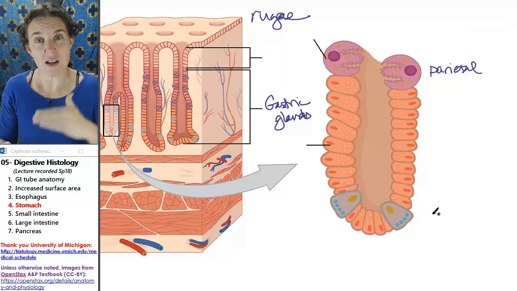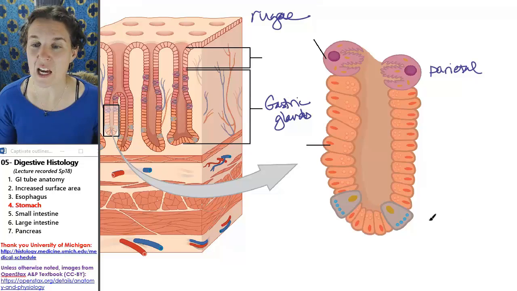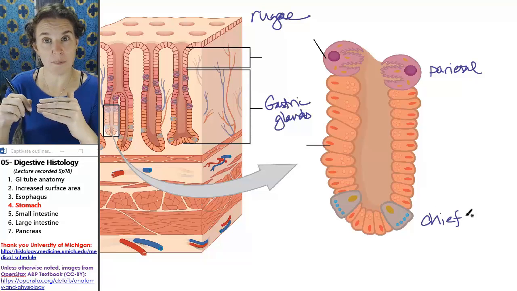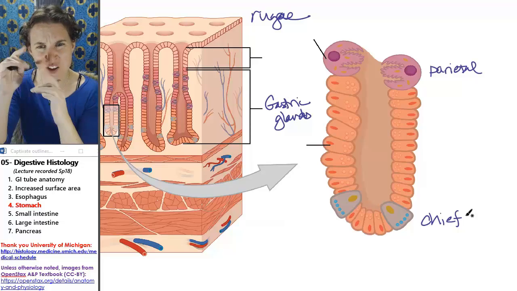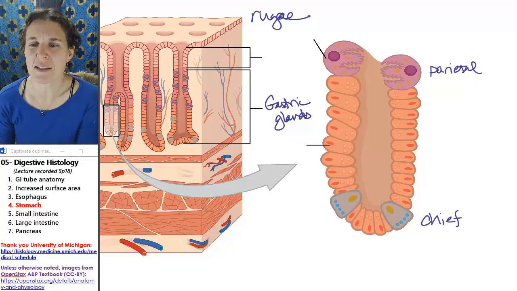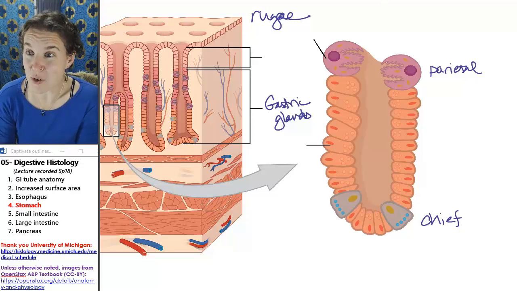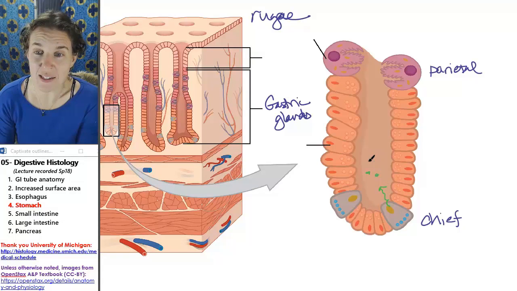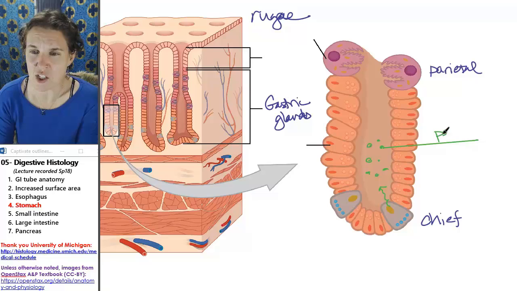The parietal cells are luminal. The chief cells are basal, and they're found in these gastric glands. Now, the chief cells are producing a substance that they are secreting into the lumen of the gastric gland, and it's called pepsinogen.